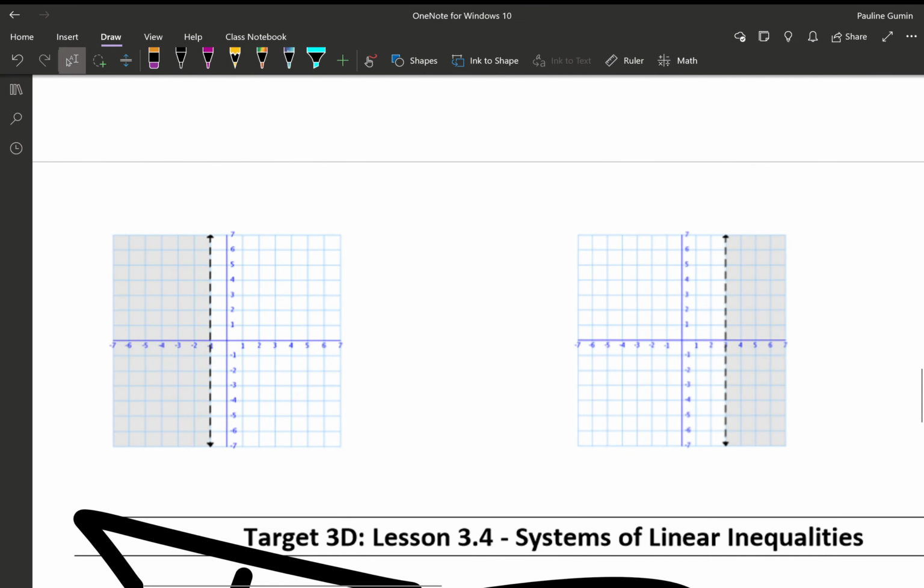All right, C and D ended up on this page for some reason. Okay, this is a vertical line, so it's an x. It's going through -1. It's a dotted line, so it's going to be one of these two symbols. It's going left. x is less than -1.